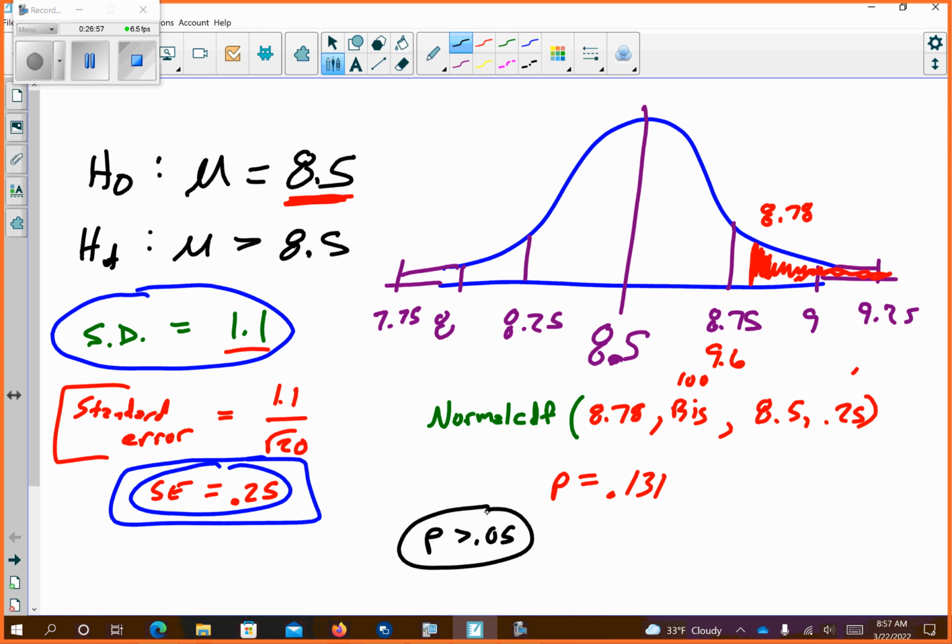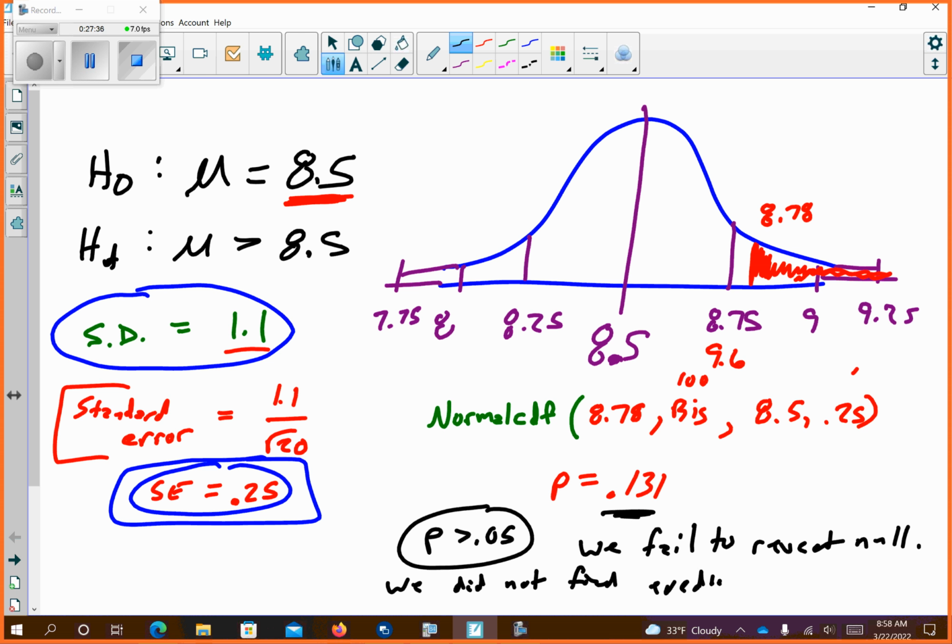So now, if we have a p-value, since p is greater than 0.05, because this is what we found, we can fail to reject the null. Okay? So basically this means we did not find strong evidence that the average taste score of this new soda was greater than 8.78. Okay? We didn't find evidence of this. And that's a really weird thing, because this becomes something you have to go back and remember.